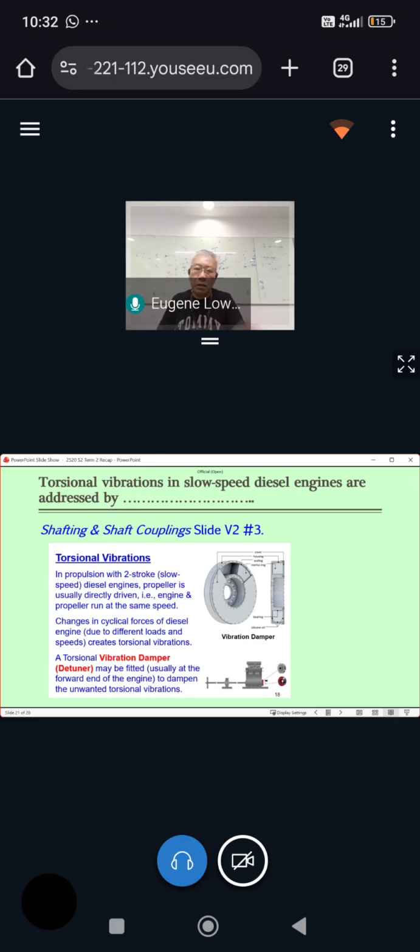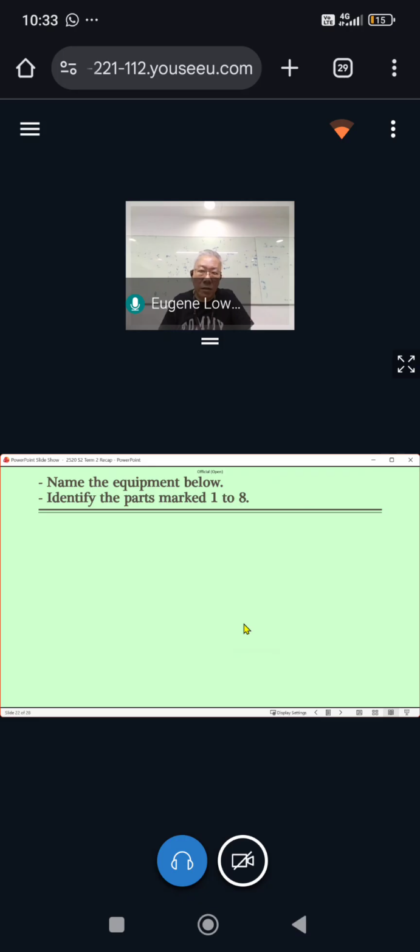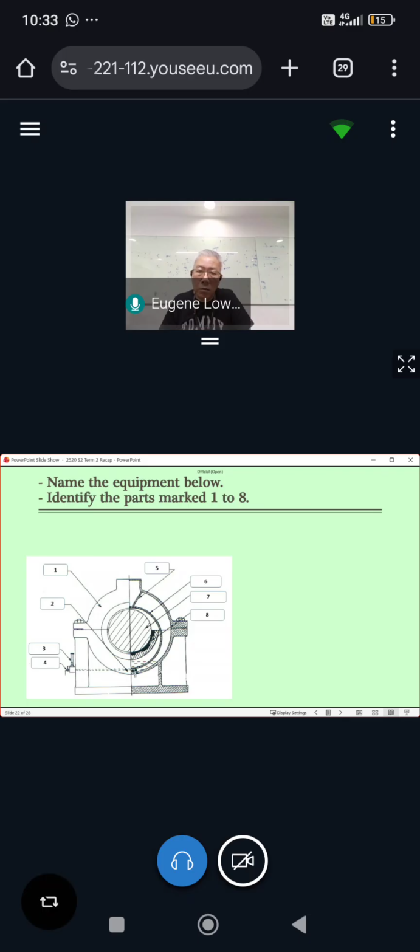Okay, so torsional vibration addressed by vibration damper, okay, vibration damper or a detuner. Okay, pretty straightforward there. Okay, next, what is the equipment below, right? So you're going to see this diagram given to you. Equipment below, firstly, you're going to call it intermediate shaft bearing, right? Okay, it's okay if you call it just intermediate bearing. We all know.